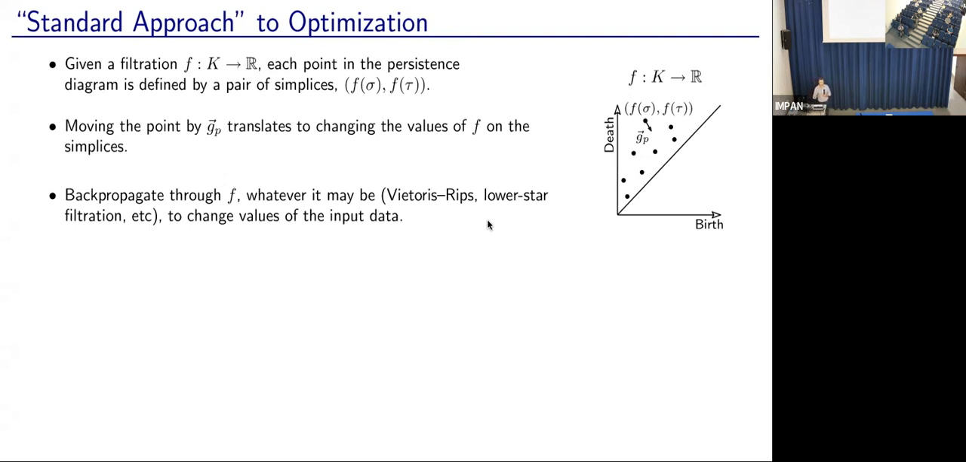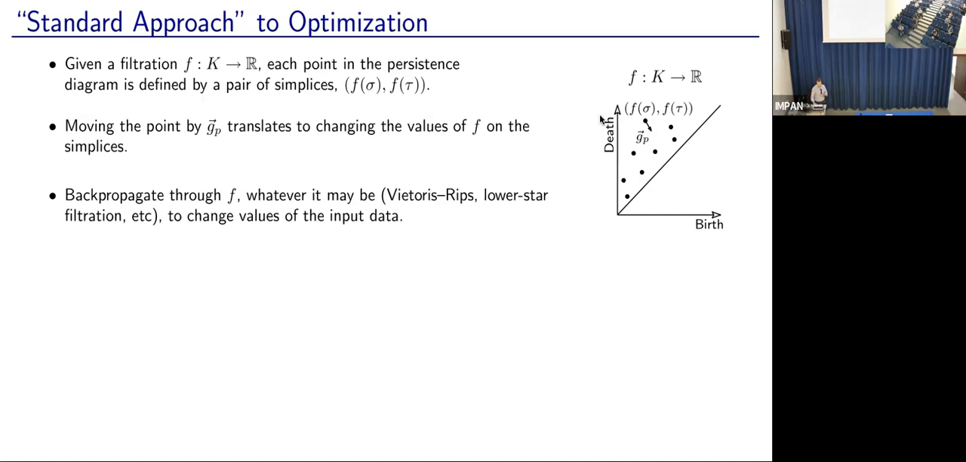And so in the persistence diagram, if you have a point, it really means that it's f of sigma comma f of tau. And if your loss tells you that this point needs to move by some gradient gp, then this really just means that the values of f sigma and f tau need to be modified by the coordinates of this vector. And whatever generates your f, this could be one of these standard Vietoris-Rips constructions or star filtrations, anything, you can backpropagate through that. And this gives you information about how to change your actual input data that's responsible for this filtration. Right, so it's as simple as it gets. So this is why it keeps getting rediscovered by different people.